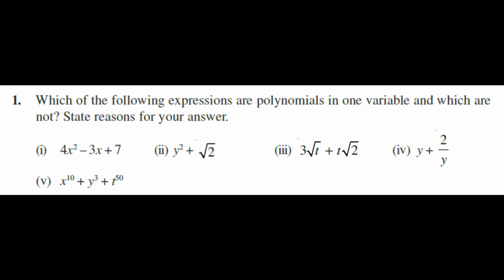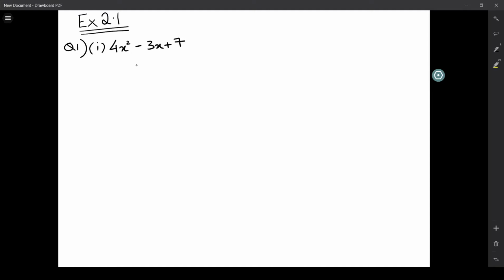The first part of the question is 4x square minus 3x plus 7. Now we need to check two things here. Firstly, if it is a polynomial, and secondly, if it is in one variable. Now if we remember the definition of a polynomial, it is any expression where the power of the variables are whole numbers. Here we can see that there are three terms in this polynomial. This is the first one, this is the second one, this is the third one.